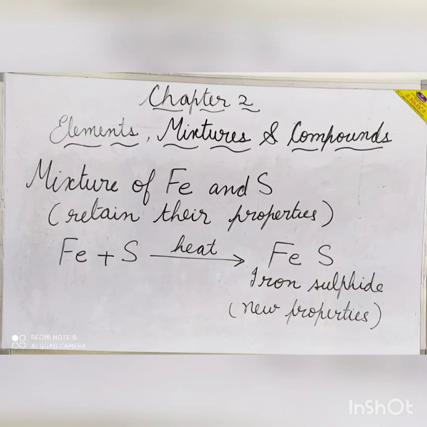We prepare a mixture of iron and sulfur, and we will see that iron as well as sulfur both retain their properties in the mixture. When we bring a magnet near the mixture, the iron particles will cling to the magnet, and sulfur will dissolve in carbon disulfide when this mixture is dissolved in the carbon disulfide solution. So we see that both the elements iron and sulfur retain their properties in the mixture.